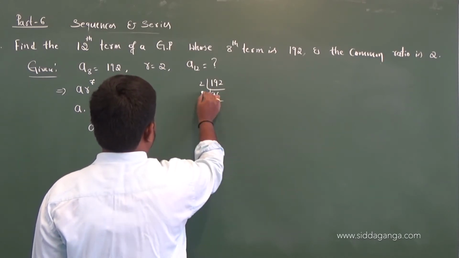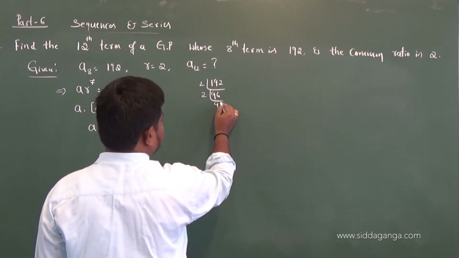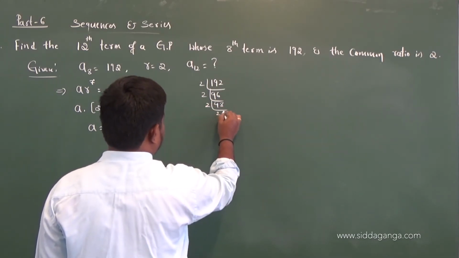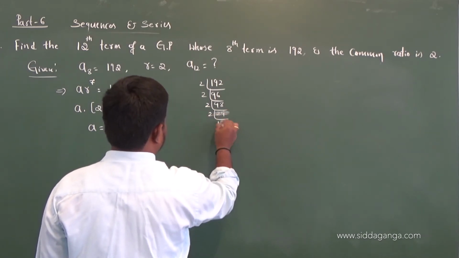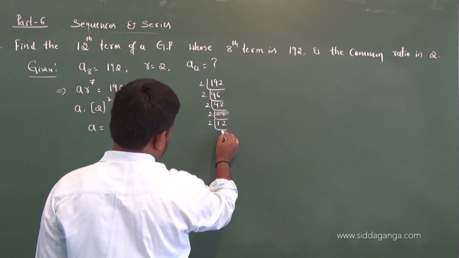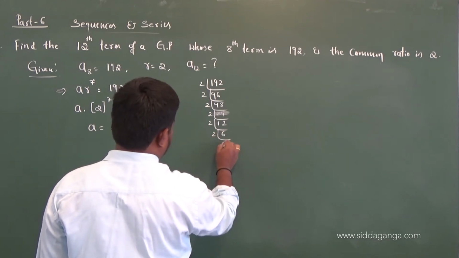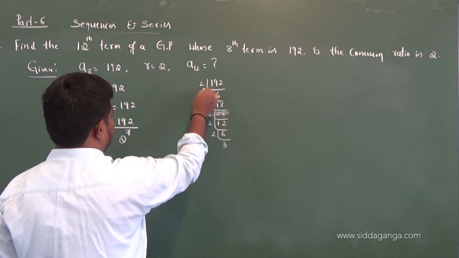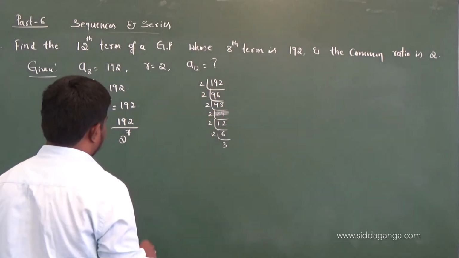So 2 4s are 8, 2 2s are 4, 2 6s are 12, and 2 3s are 6. You mean 2 into 2 into 2 into 2 into 2 into 2, that is 1, 2, 3, 4, 5, 6.